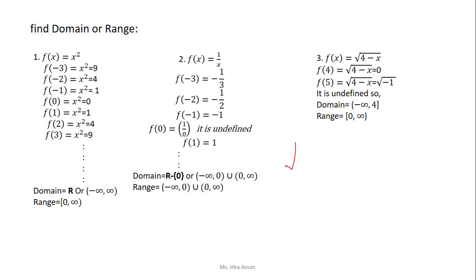So we can take negative numbers like 4 minus -2, which makes our radical positive. So we can take negative numbers but not positive numbers greater than 4. So our domain is negative infinity to 4, a closed interval at 4. In a closed interval we include the boundary. So our range becomes 0 to infinity.